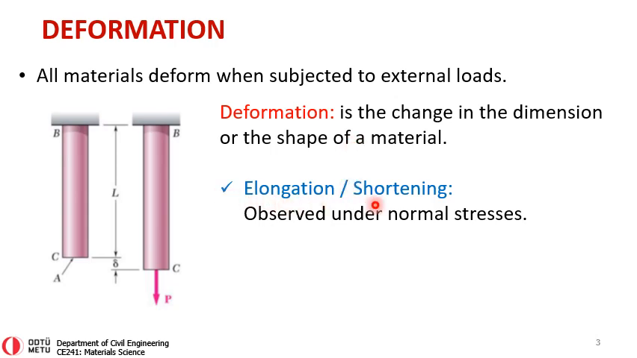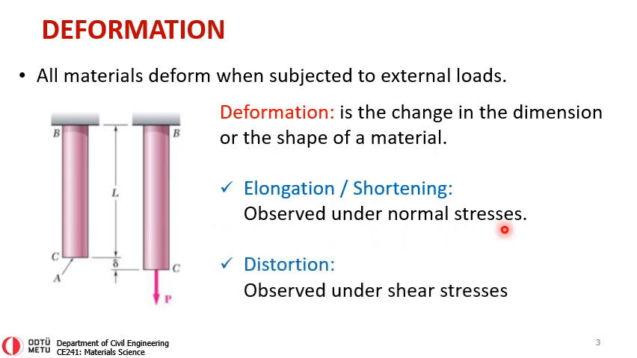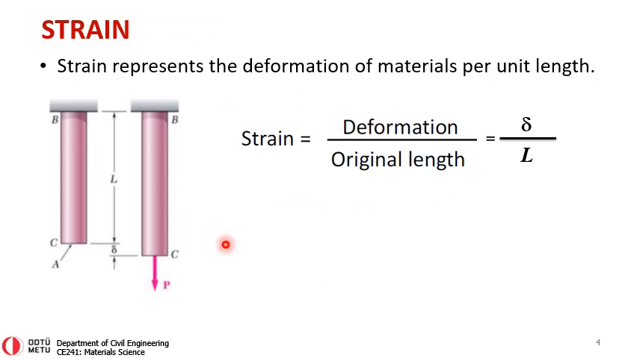One is elongation or shortening type of deformation, and these are observed under normal stresses. And we will also see another type of deformation under shear stresses. The material does not elongate, does not shorten, but rather distorts. So it's called distortion. So what's a strain?